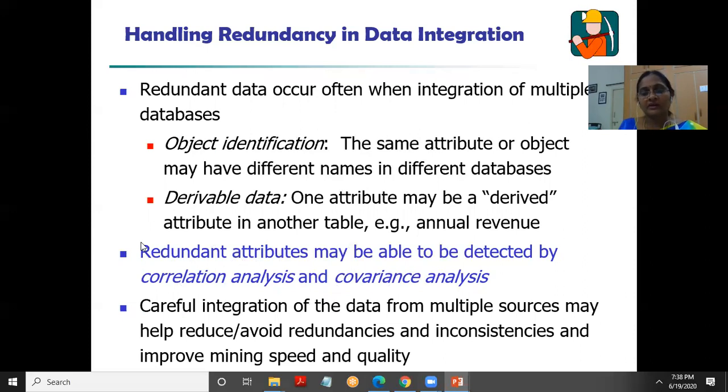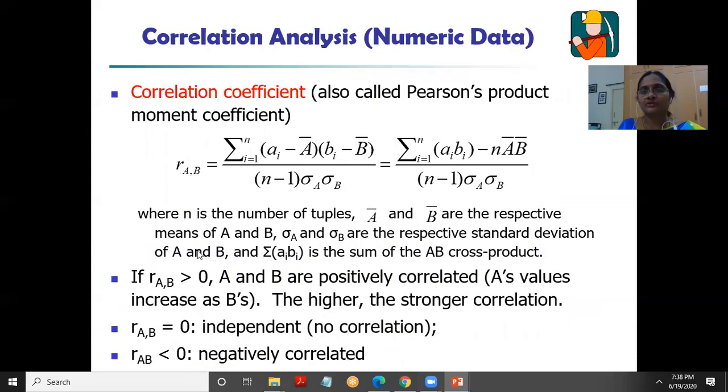These redundancies can be detected using two techniques: one is the correlation coefficient, another is the chi-square test. We'll see these two techniques in this slide. Why do we need these? Because careful integration of data from multiple heterogeneous sources may help reduce or avoid redundancies and inconsistencies and improve mining speed. Obviously, we will get good quality mining results. That's why data integration is also one of the important data pre-processing techniques.